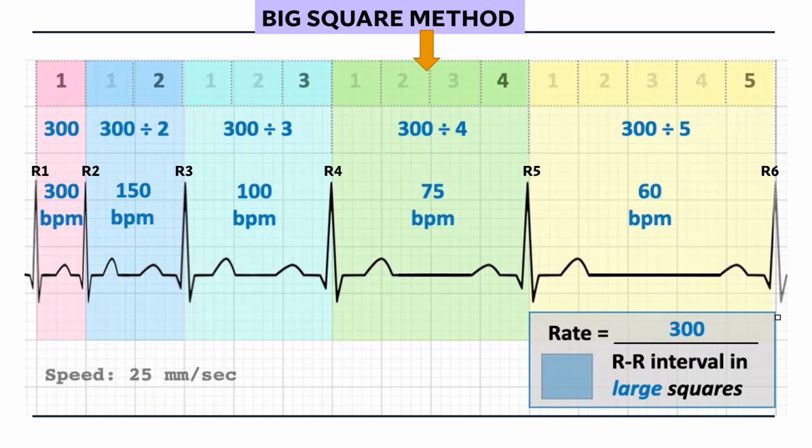Now moving to the fourth example, that is when there are four large boxes between the two R waves, 300 is divided by 4, which gives us 75 beats per minute. Now moving to the last example, that is when there are 5 large boxes between the two consecutive R waves, 300 is divided by 5, which gives us 60 beats per minute.